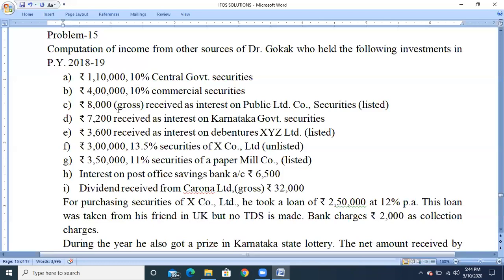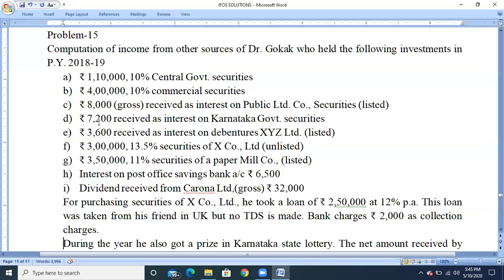Next, third one, 8,000. They have clearly given the word gross. So no need of any securities treatment. If they give the word gross, no need of net, no need of doing the gross up again. So just take the direct amount to the income from other sources.